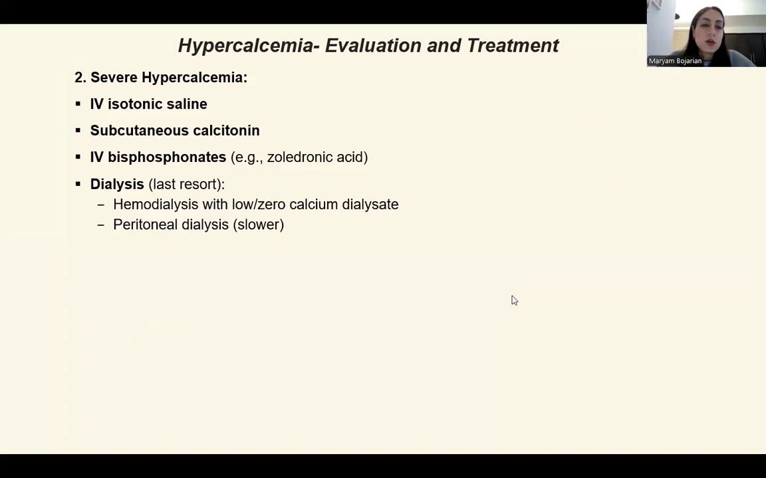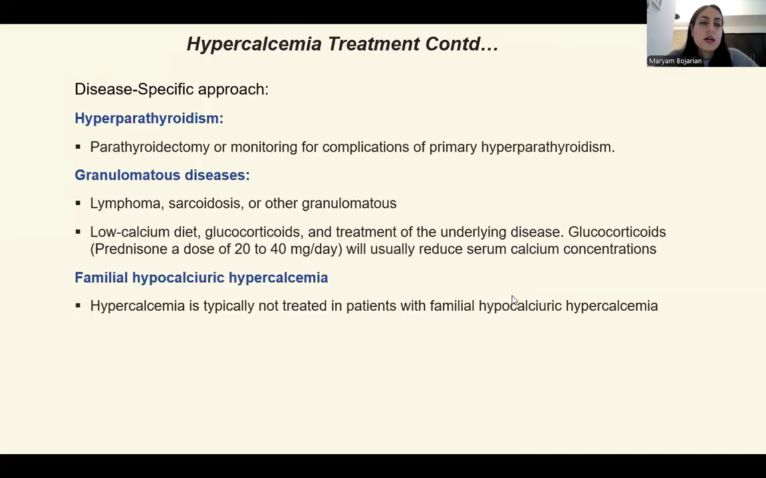Just remember, a bisphosphonate takes about 3 to 4 days to kick in, so in the meantime, we make sure your patient gets enough IV fluid, and you can fill this gap by giving calcitonin. As a last resort, we can use dialysis with low or zero calcium dialysate, and you can have a conversation with your nephrology colleague. We can also use peritoneal dialysis with a slower rate. And this is the specific approach for the treatment of hypercalcemia.